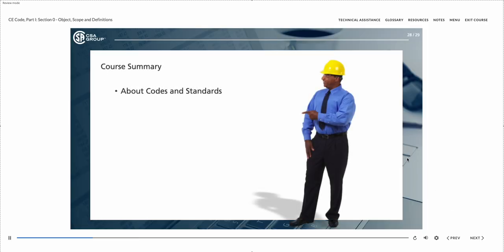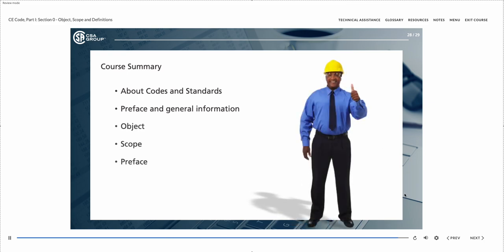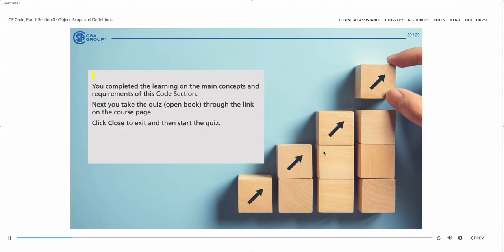You covered a lot in this course. This summary helps you to recall the main concepts and requirements of this code section. You have now completed the learning on the main concepts and requirements of this code section. Next, you will take the open book quiz through the link on the course page. Click Close to exit and then start the quiz.